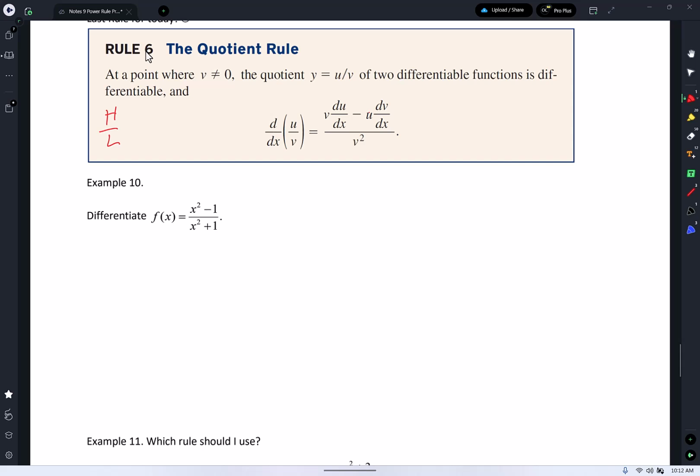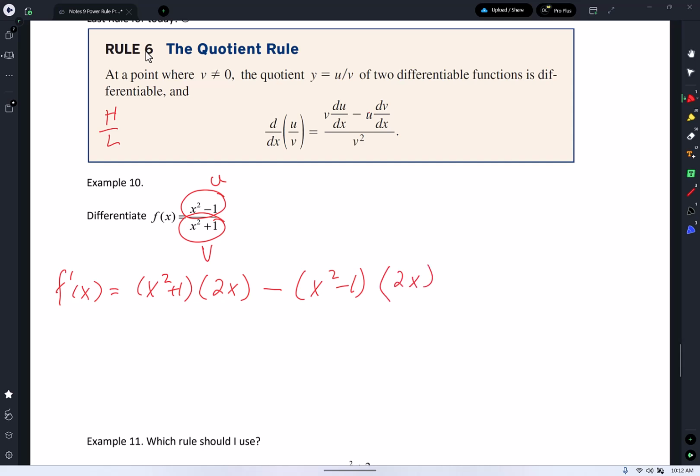So here we go. Let's test it. This is like u. This is like v. F prime of x. Bottom, so low D high: x squared plus 1, D high, the derivative of x squared minus 1. What's the derivative of x squared minus 1? 2x, so put 2x, minus high D low, so x squared minus 1 times derivative of the bottom. What's the derivative of x squared plus 1? 2x over low low, x squared plus 1 squared. There it is. That's quotient rule.